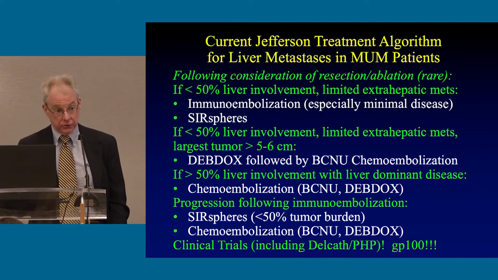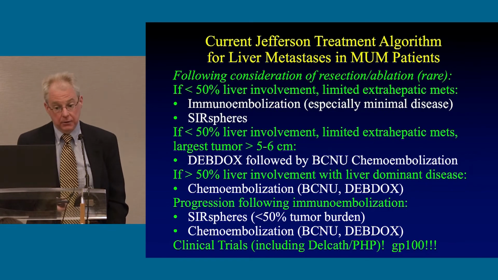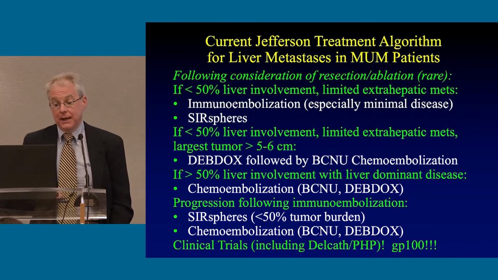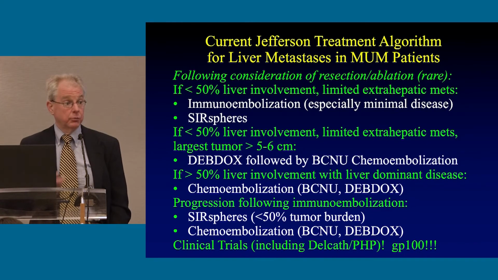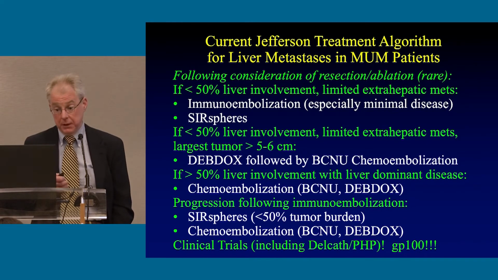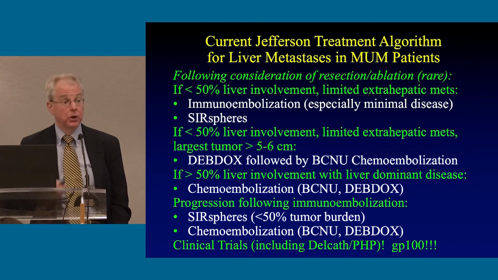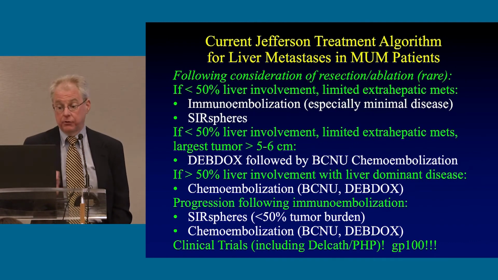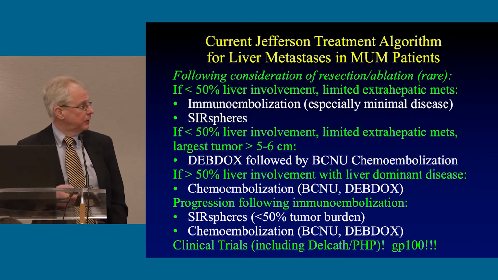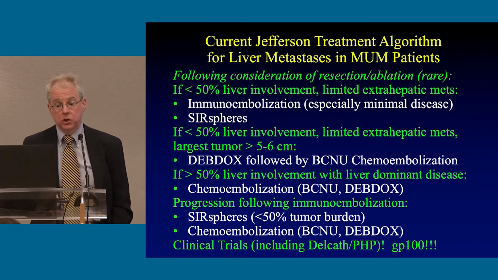There are some suggestions that it might be better to start out with immunoembolization, but that's going to take some more sorting out. If patients show up with big tumors, we often start off with the drug-eluting beads. If they start off with a lot of their liver replaced by tumor, start off with some form of chemoembolization. Chemoembolization or radioactive microspheres after patients progress following treatment with immunoembolization.